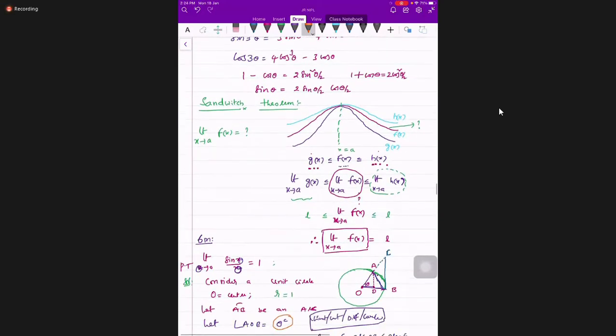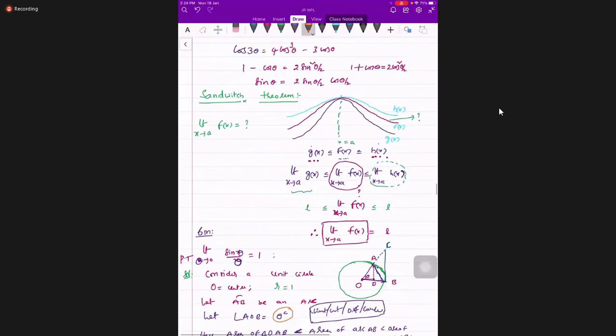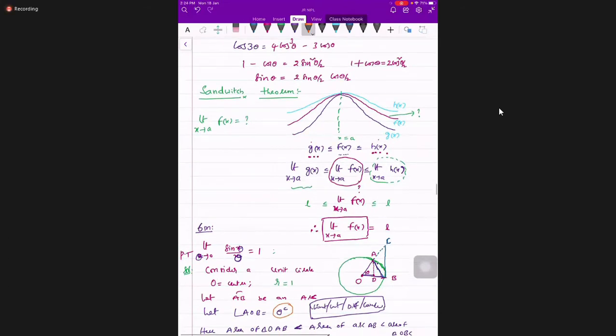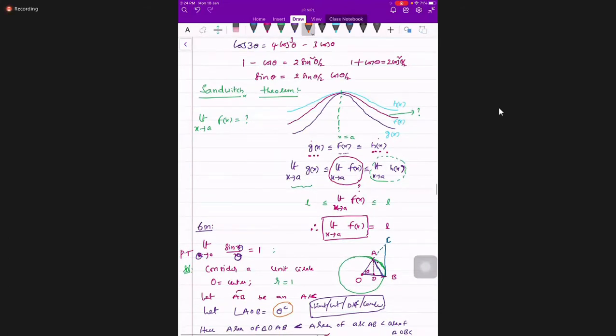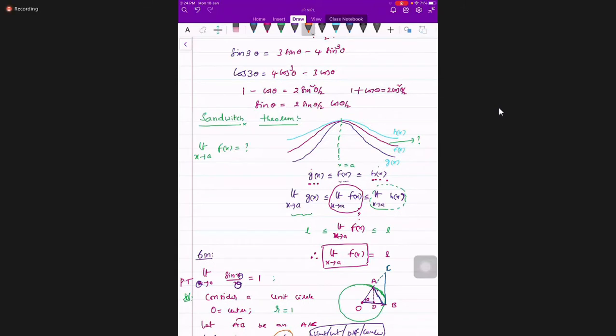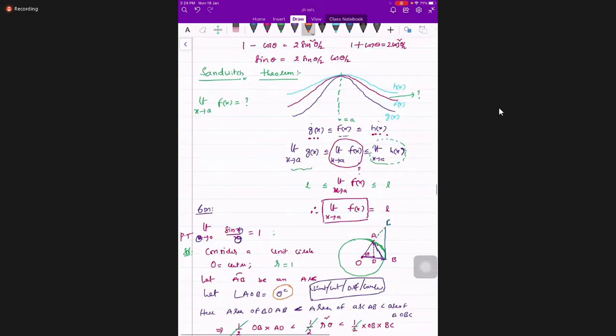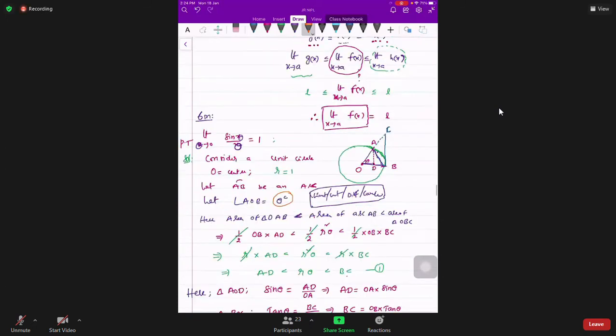What is the sandwich theorem here? If a function is either equal to or in between two other functions, then we cannot actually find the limit of that middle function directly. But with the help of the limits of the left side function and right side function, like g and h, we can estimate the limit of the in between function. So that is called the sandwich theorem. Related to that, we discussed here an important, 6 marks, 100% guarantee theorem.